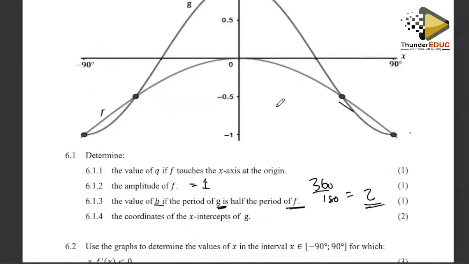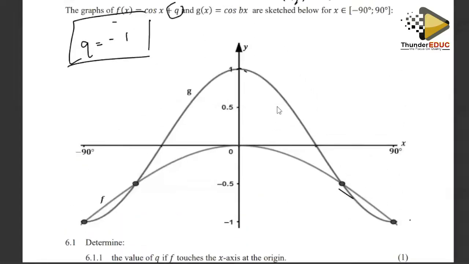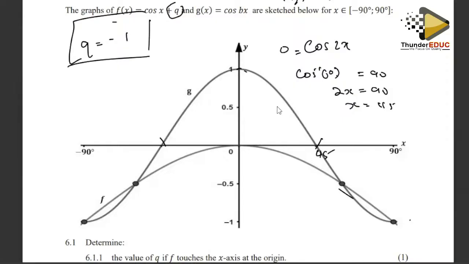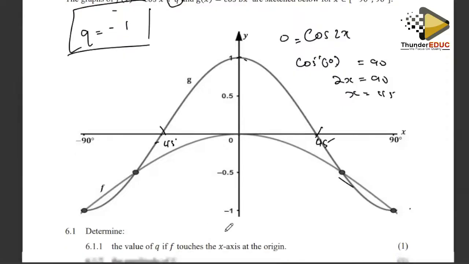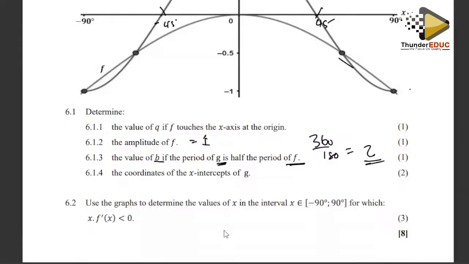Then the coordinates of the x-intercepts of g. This is g. So we already have the equation, cos 2x. Where do we find y to be 0? The shift cos of 0 is going to be 90. So 2x is 90, meaning that x needs to be 45. So that's 45, and then that needs to be -45. But the question is asking for the coordinates. So it's (-45, 0), and then we're going to have (45, 0).